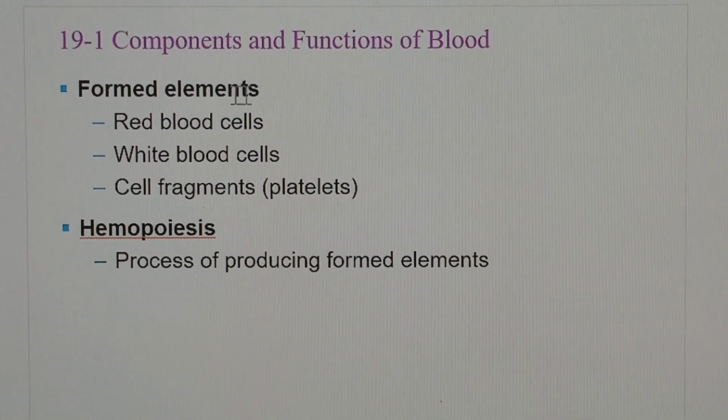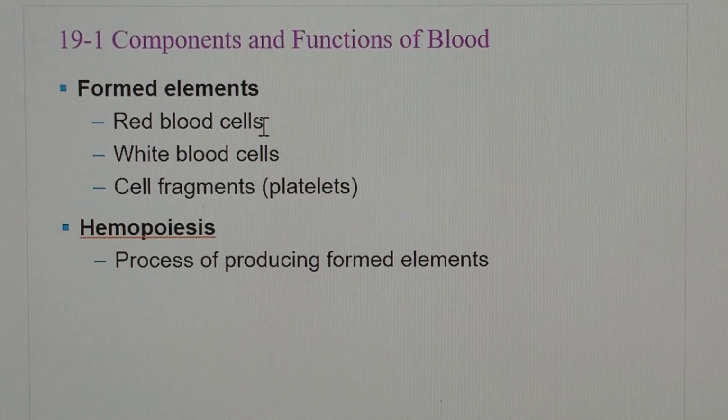We've touched on this a bit. The components and functions of blood. We have formed elements, which consist of red blood cells, white blood cells, and cell fragments, which are platelets, which aid in clotting mechanisms.